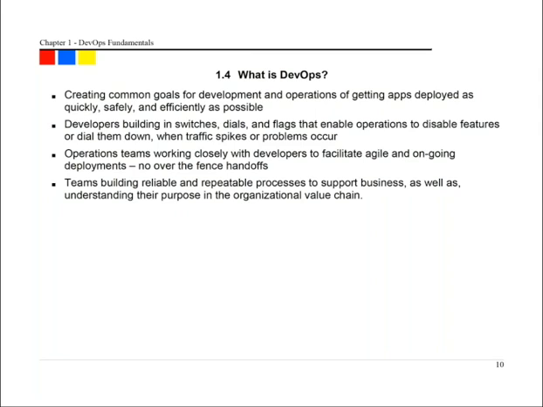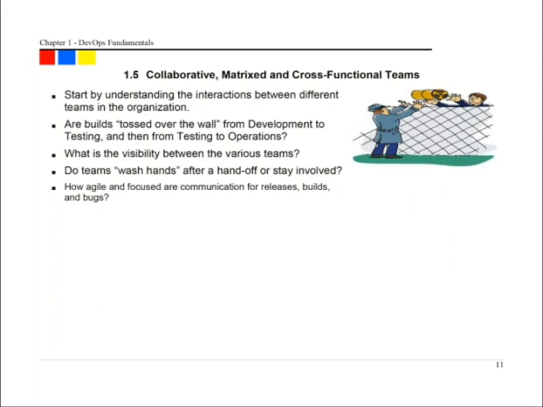It's having different stakeholder teams like operations working closely with teams who are traditionally at somewhat more arm's length, developers, to facilitate agile and ongoing deployments and avoid over-the-fence handoffs, to be able to allow more frequent, smaller changes instead of infrequent, very large and frankly, scary changes. It's about building reliable and repeatable processes that we can not only use to support the business, but be able to leverage to be more effective in our use of our people and our technology.